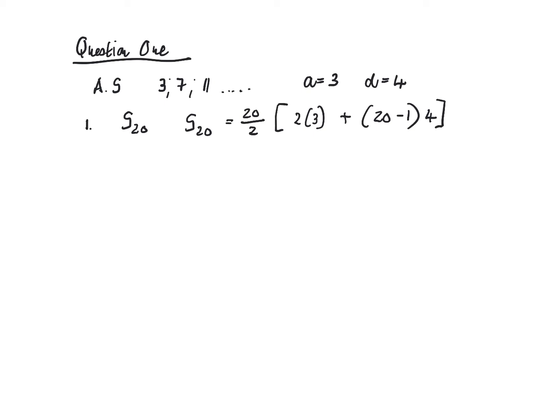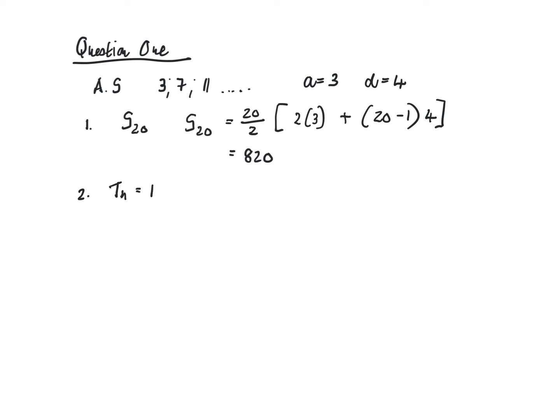And I take my calculator and I go 10 open bracket 6 plus 19 times 4 close bracket, and it will tell me that the sum to 20 terms of this sequence is 820.